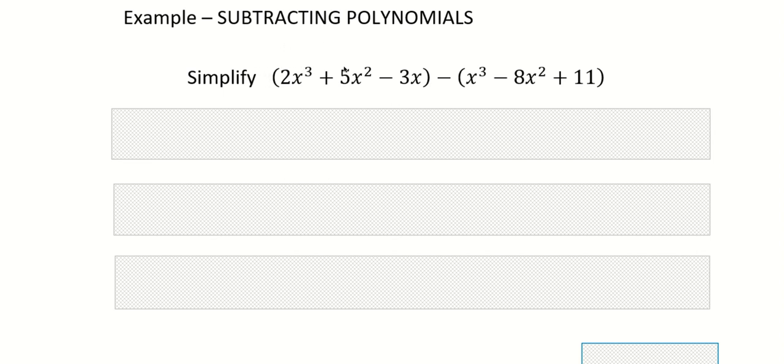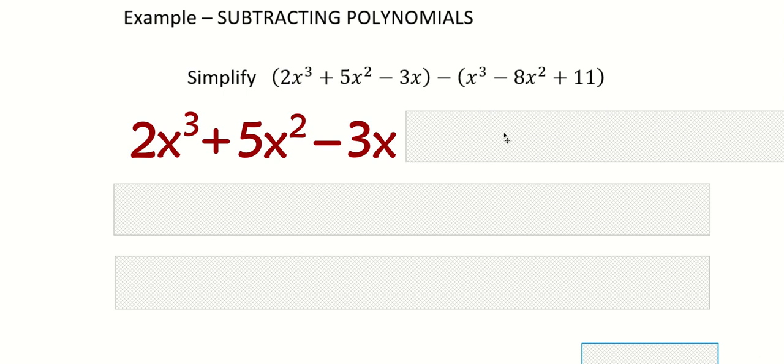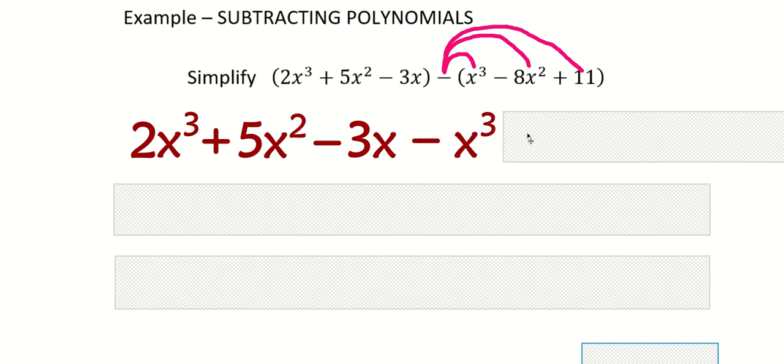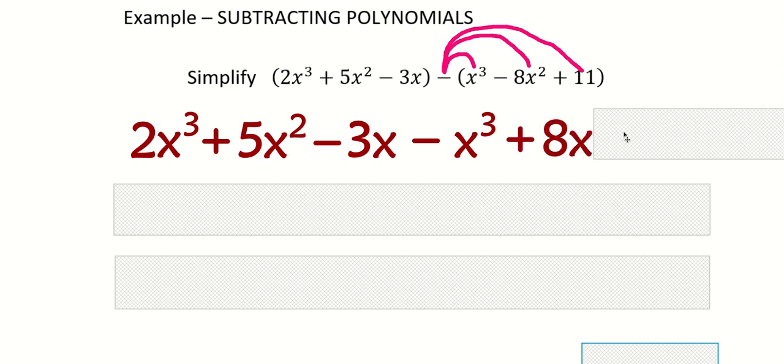And if I distribute that, basically nothing's going to happen. You can just drop the parentheses. But here, technically it's a negative 1. If you distribute a negative 1, won't that change them up? Yeah. So what's negative 1 times x to the third? Negative x to the third. And then this distributes to the negative 8x squared to make it plus 8x squared. And then it distributes to the positive 11 to make it negative 11.